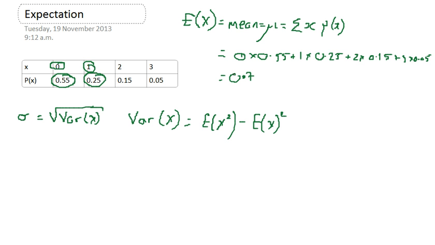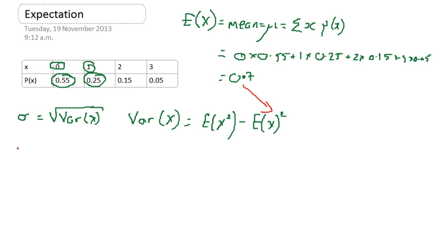Well, I've just worked out what the expectation of x is. That's 0.7, so I could substitute that number straight into there. And I can square it, that's fine, but I don't know what this expectation of x squared is. So let's work that out.